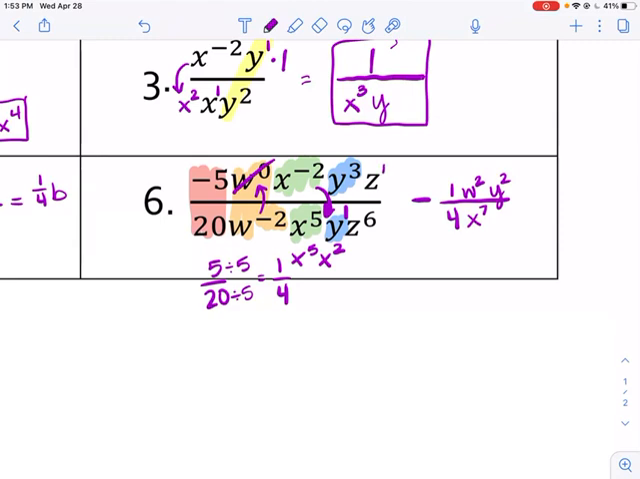Then I have z's. That top one has a power of 1. Between 6 and 1, the 6 wins, and there will be 5 left over. So that's my final answer. It looks really ugly, but we did it pretty simply. It was pretty nice. There you go.